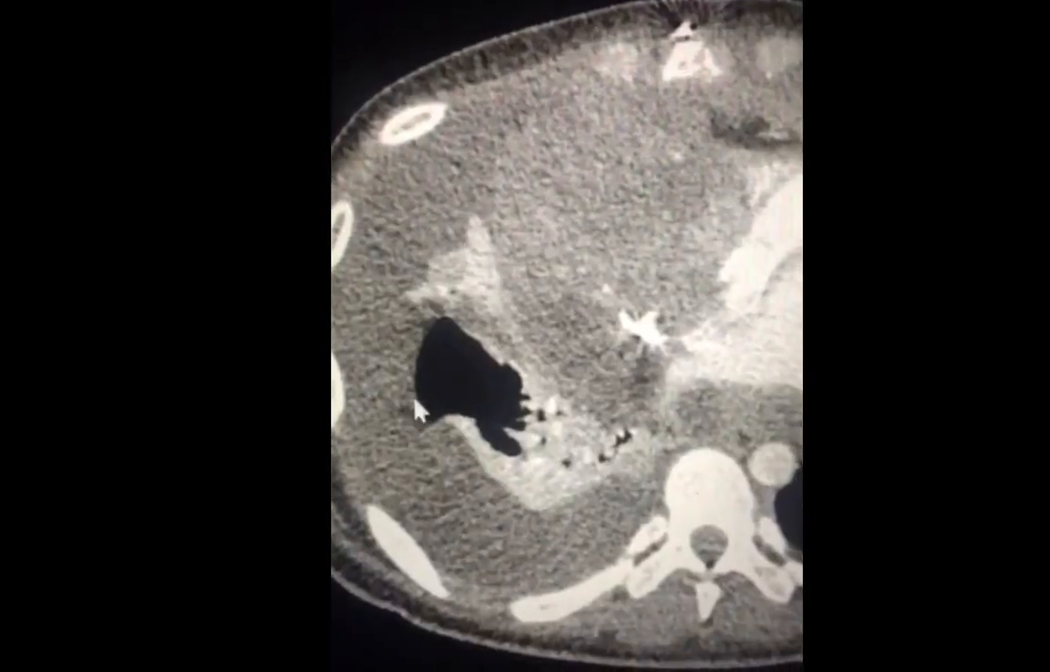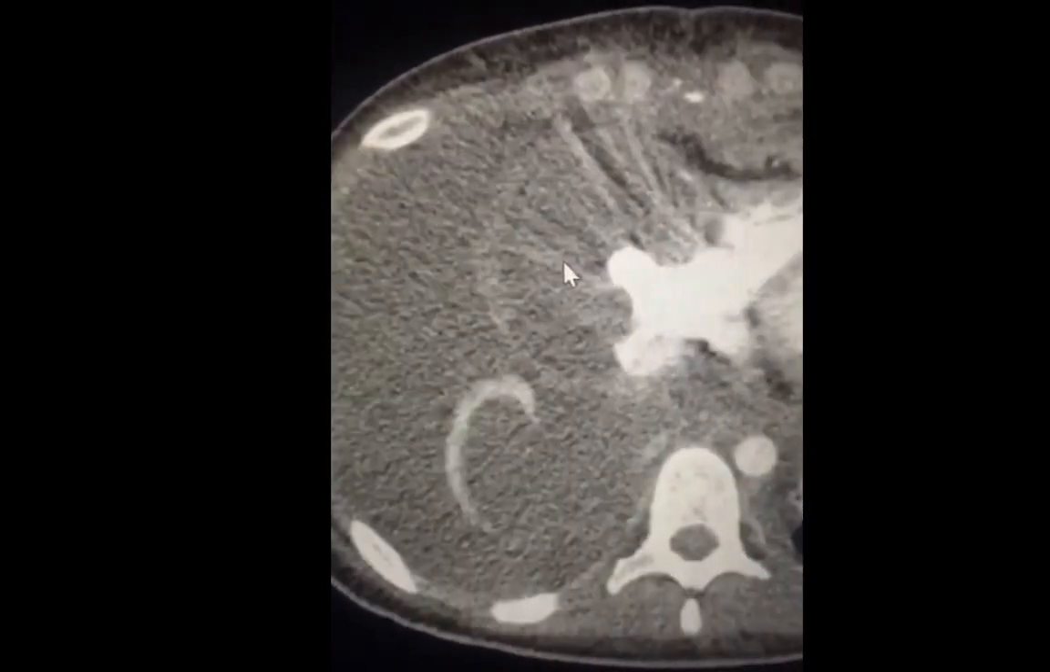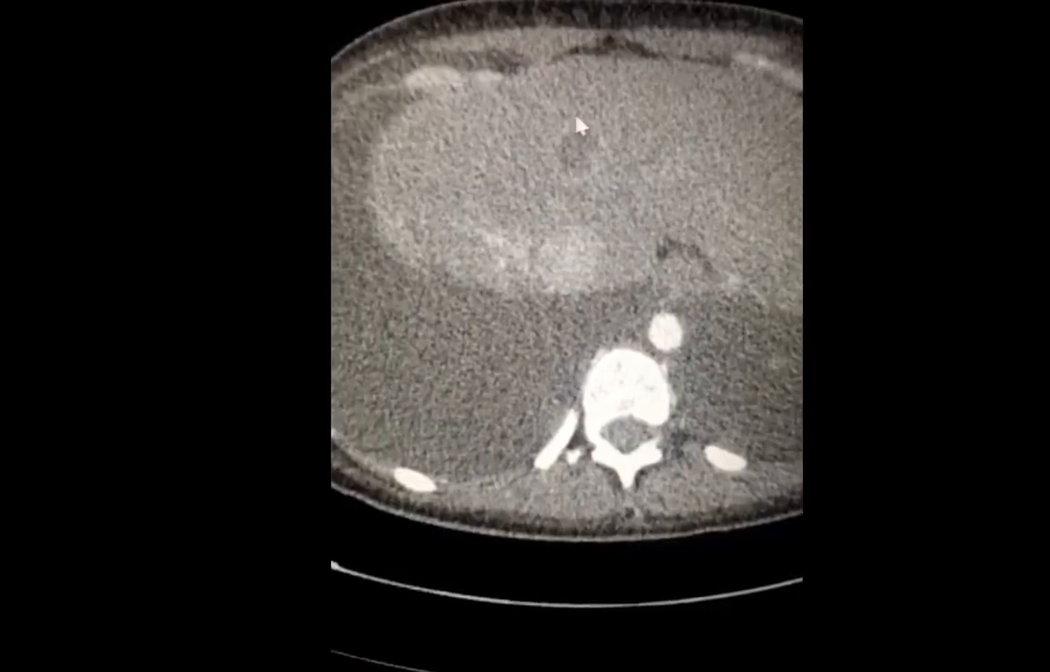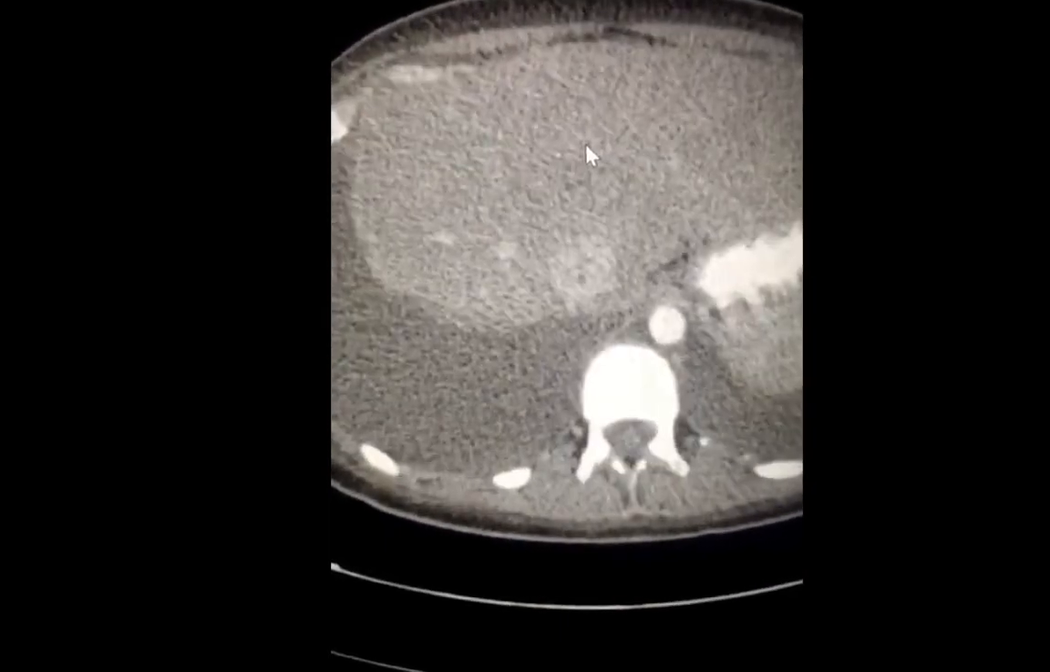There is an associated large right pleural effusion. A focal hepatic hypodensity is also seen. There are multiple lung nodules as well.